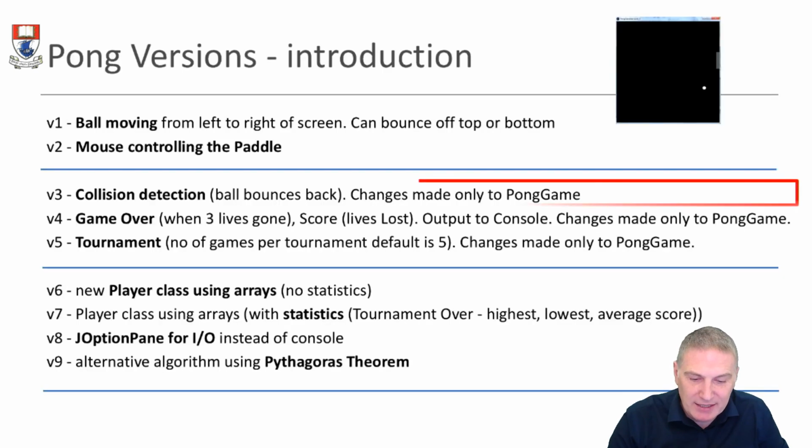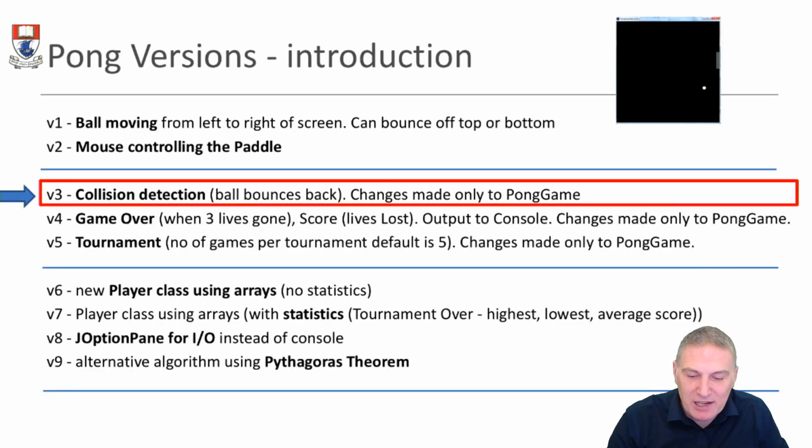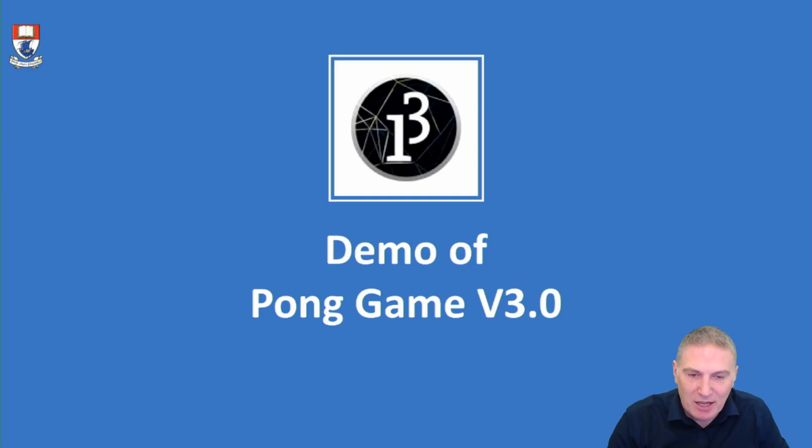Version 3. In this version, we are going to investigate how we do collision detection. In other words, when the ball bounces back from hitting the paddle, how does it bounce back? Changes are made only to the Pong game. So again, I would encourage you now to open up on your computer, from the zip file that you unzipped at the start of class, version 3, and run it so you can see it in action.